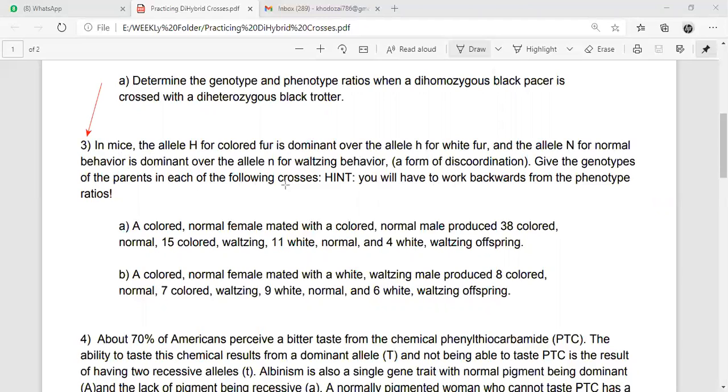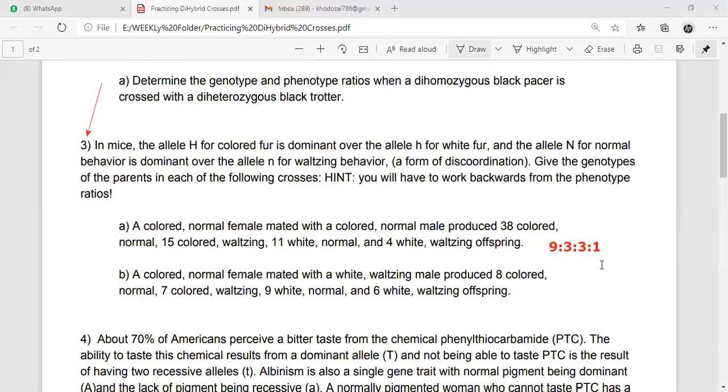Give the genotype of the parents in each of the following crosses. Now the point is, for example, I told you before, in normal dihybrid crosses, once we raise the generation up to F2, what is the outcome? In a normal monohybrid cross, it is 3 to 1. In the F2 generation of a dihybrid cross, it goes to a 9, 3, 3, 1 ratio.